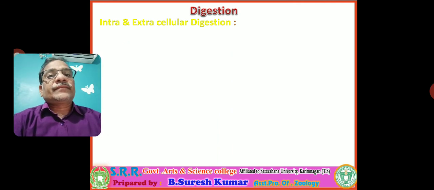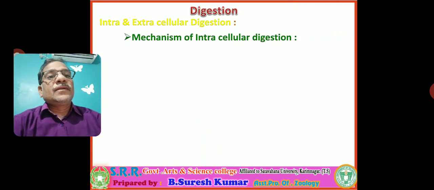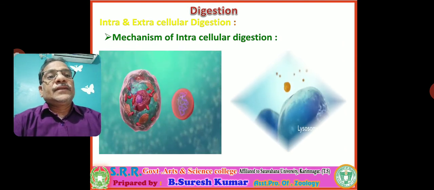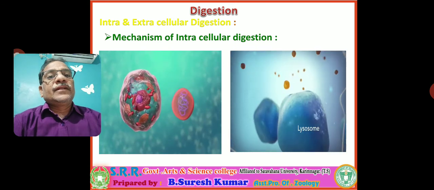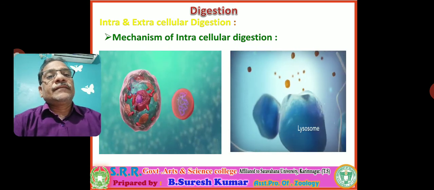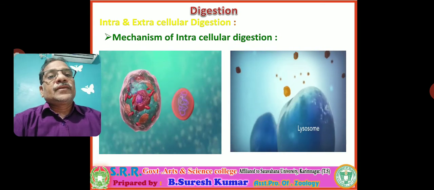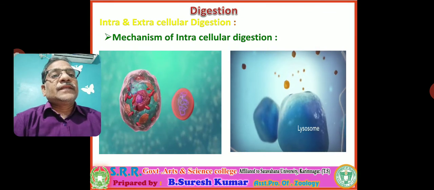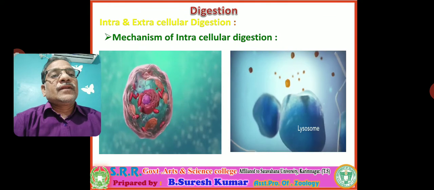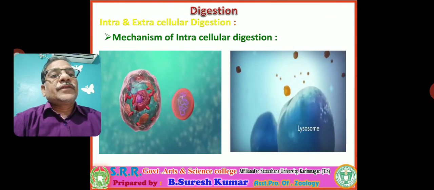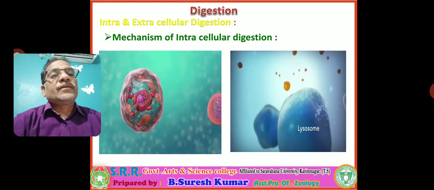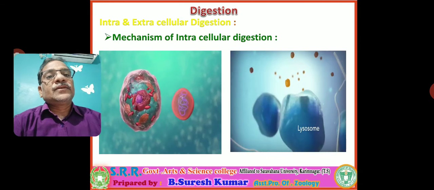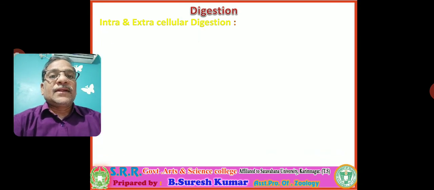So next, now you observe this animated diagram. The first one represents the eukaryotic cell, and that is the food particle. Next, the second visual represents the lysosomes. They are around the food vacuole. In what pattern are they interacting with the food particles? This visual represents that. So this is the mechanism of intracellular digestion.